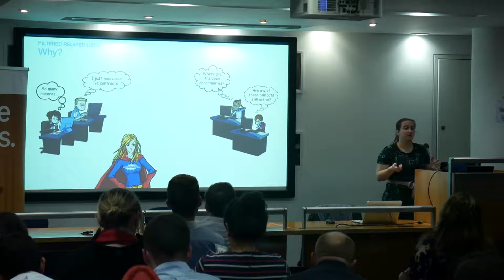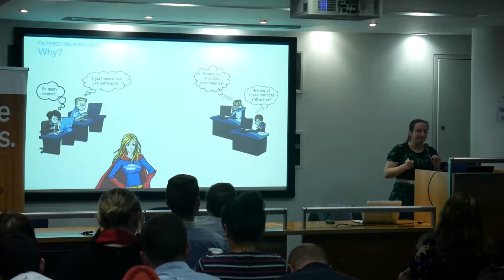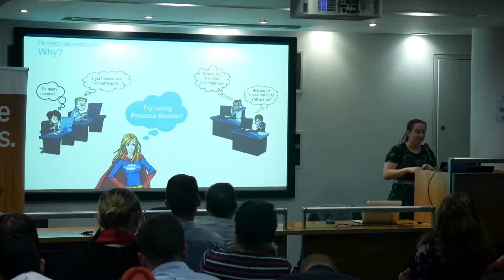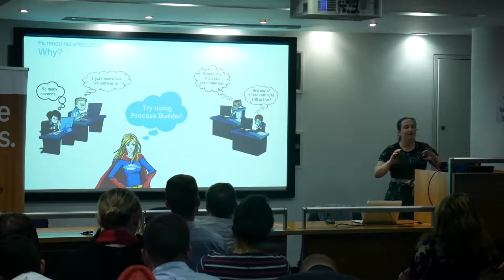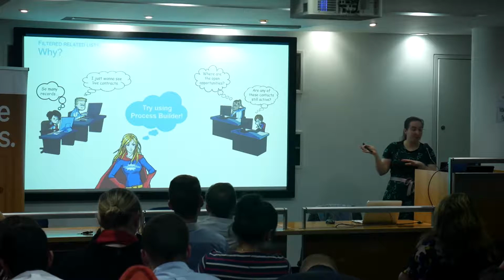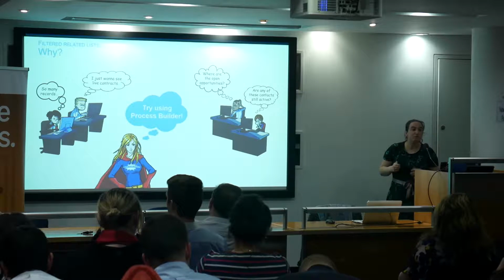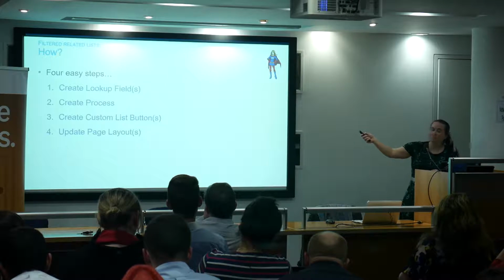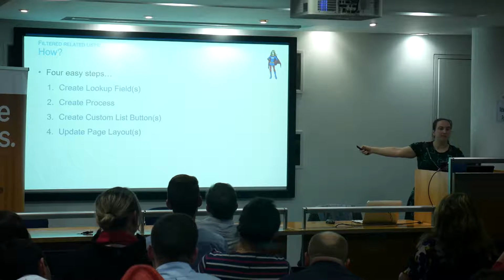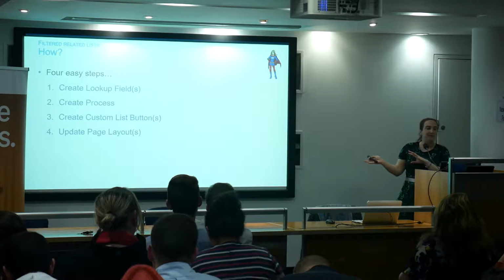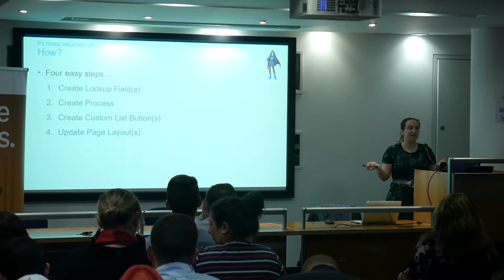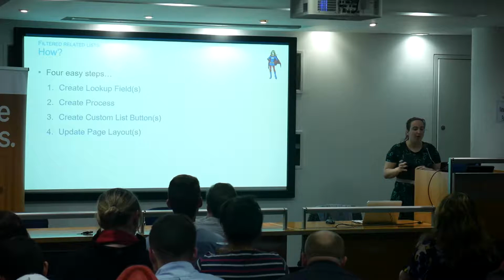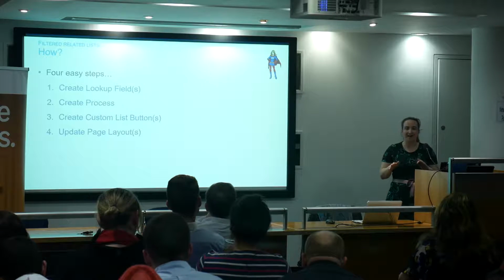So, how do you separate mixed data into categories for efficient evaluation? I thought about this for a long time, and eventually came across a blog post that said you could use Process Builder to do it. And I gave it a go. I think it's inspirational, so I'm now sharing this with you. Now, how is really straightforward. It's just 4 steps. You create some lookup fields, then you create a process, then you create custom list buttons, and then you update your page layouts. That's straightforward. Now, I'm going to use the example of separating open and closed opportunities on my account object.